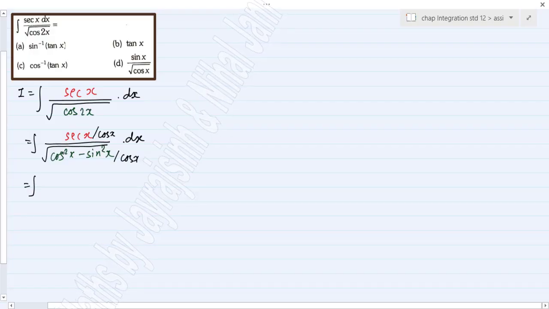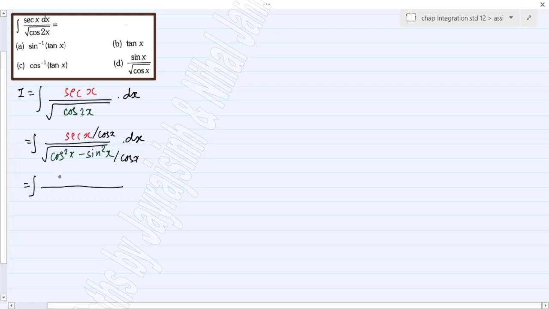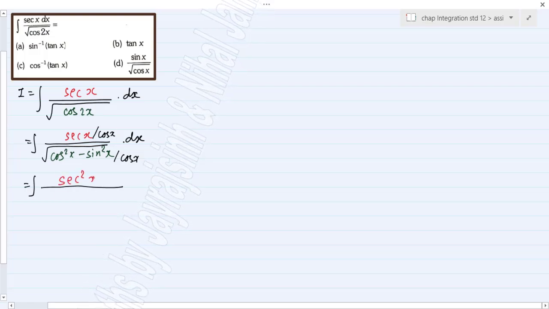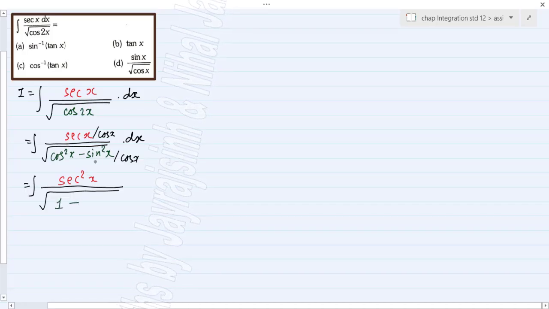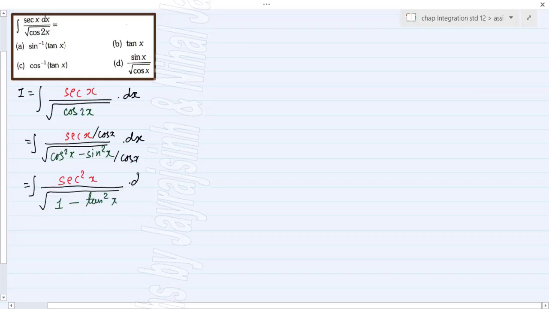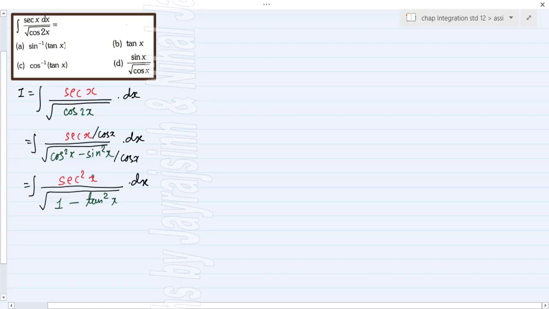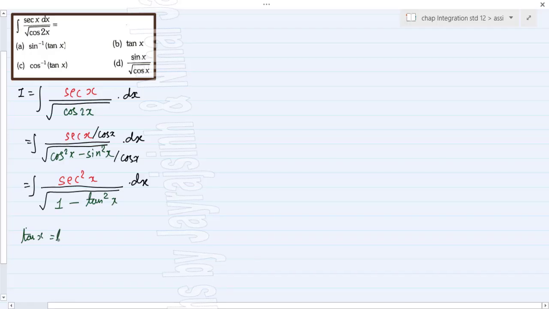If it goes within the under root, it will become cos square. So in numerator, sec x upon cos x will give us sec square x, and within the under root, we have to divide cos square. So here we'll get 1 minus sin square upon cos square, which will be tan square x. We already have differentiation of tan x within the multiplication of dx. So we can assume tan x is equal to t.